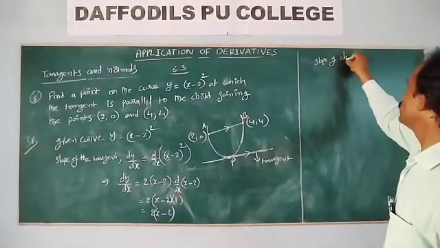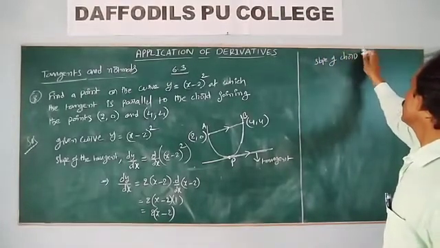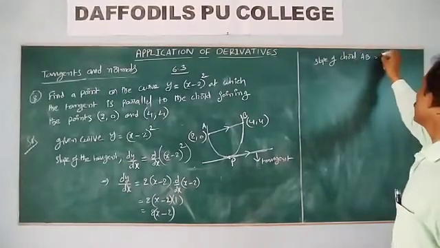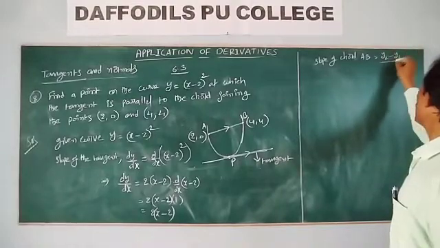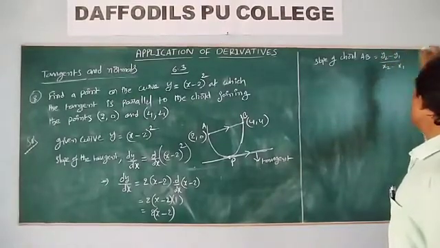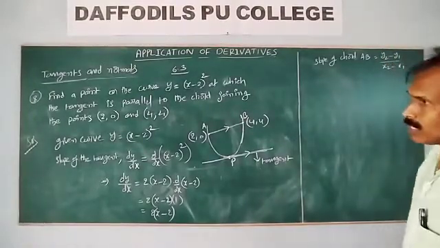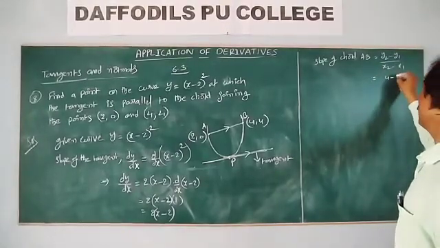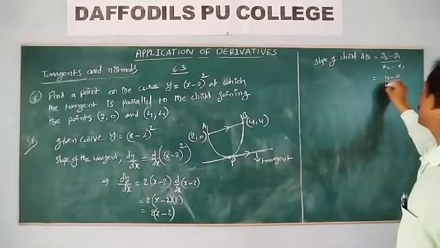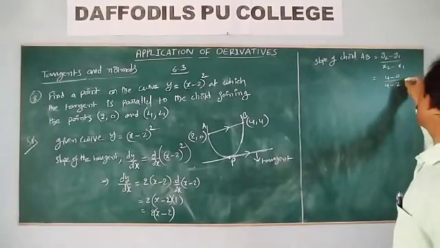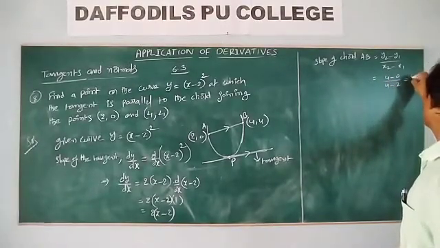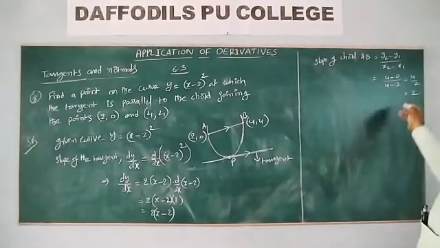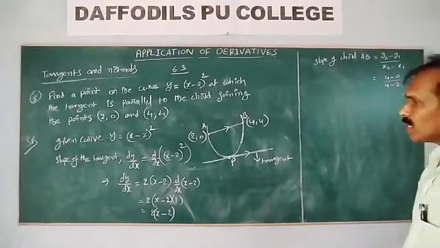Slope of chord AB is (y2 minus y1) by (x2 minus x1). Here y2 is 4, y1 is 0, x2 is 4, x1 is 2. That is equal to 4 by 2. The answer is 2. What is the slope of the chord? The slope of the chord is equal to 2.